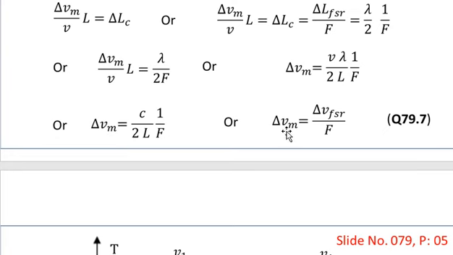And this is the relation, that is delta nu m in terms of the free spectral range, and the free spectral range here has been represented in terms of the frequency coordinates. So this expression is only in terms of the frequency. So delta nu m is equal to delta nu FSR over capital F.